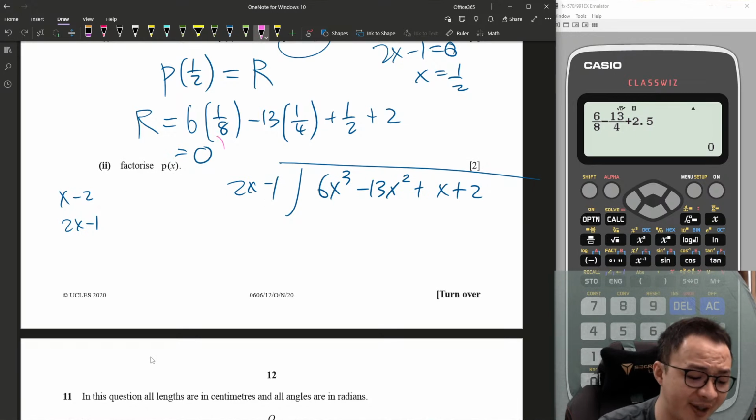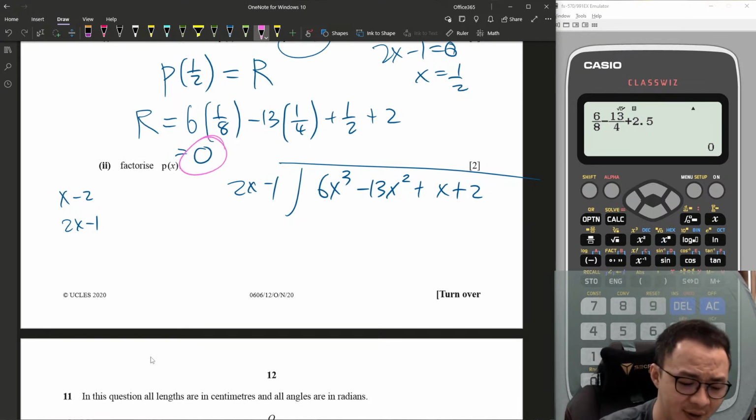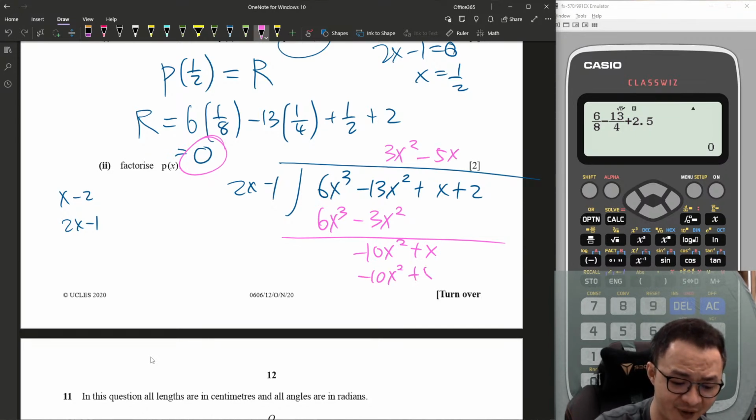Because the remainder is 0, I know 2x minus 1 is one of the factors. I want to get a 3x squared in order to get 6x cubed minus 3x squared. So this gives me negative 10x squared plus x. So I will say minus 5x, negative 10x squared minus plus 5x. So this is minus 4x plus 2. So I will say minus 2, minus 4x plus 2.